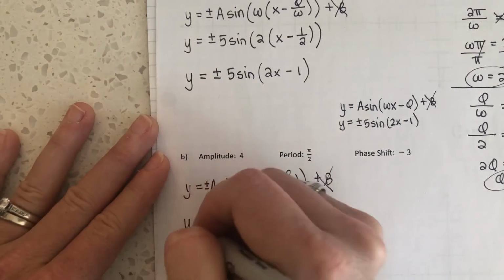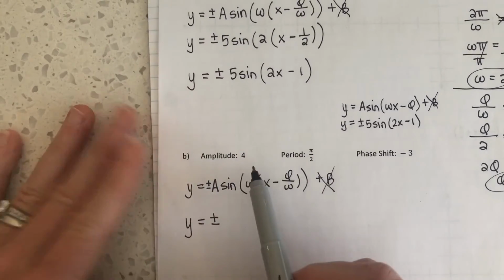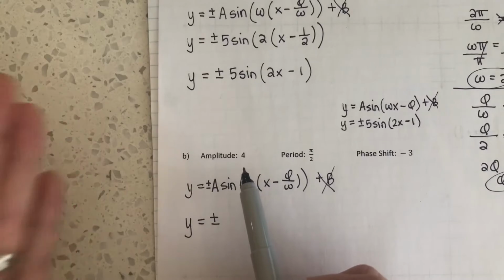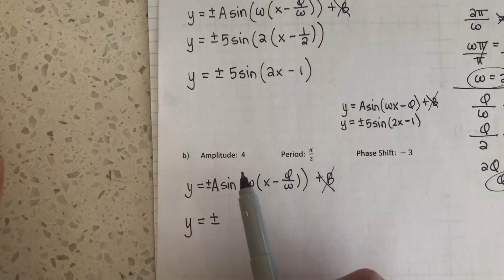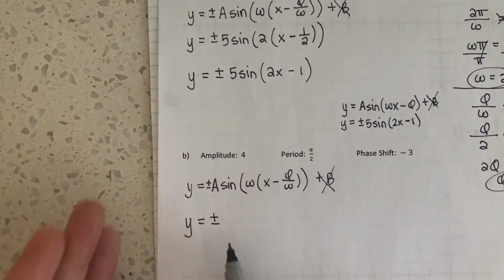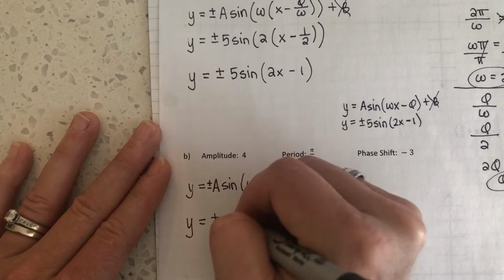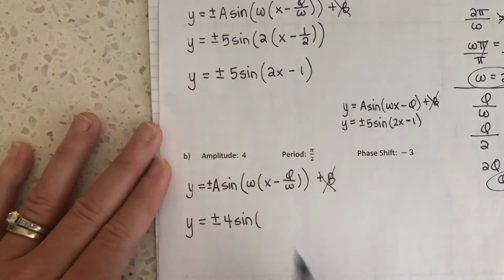So y equals plus or minus, well, what's A? Remember, if the amplitude is 4, then that's what you multiplied your amplitude of 1 by, so this represents your A. If you're going to have an amplitude of 4, A must have been plus or minus 4, times the sine of, now I need omega.